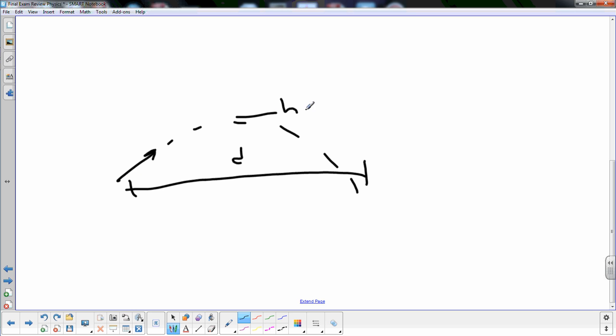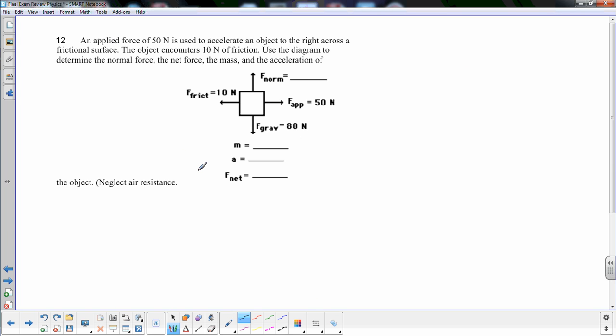Now we move on to force. These are more of a Sudoku issue. All right, so an applied force of 50 newtons is used to accelerate an object to the right across a surface that has friction. The object encounters 10 newtons of that friction. Use this diagram to determine the normal force, net force, mass, and acceleration.